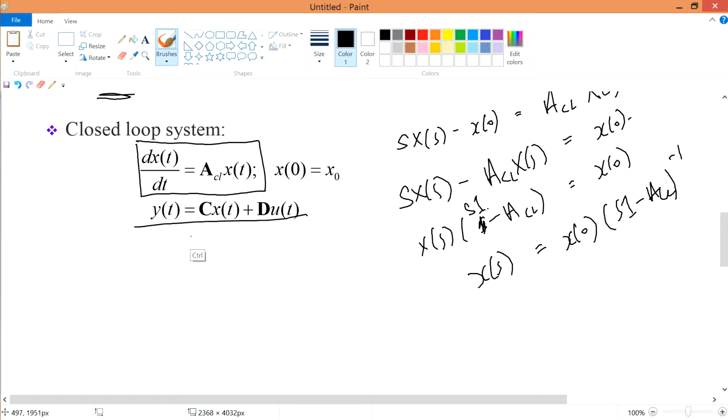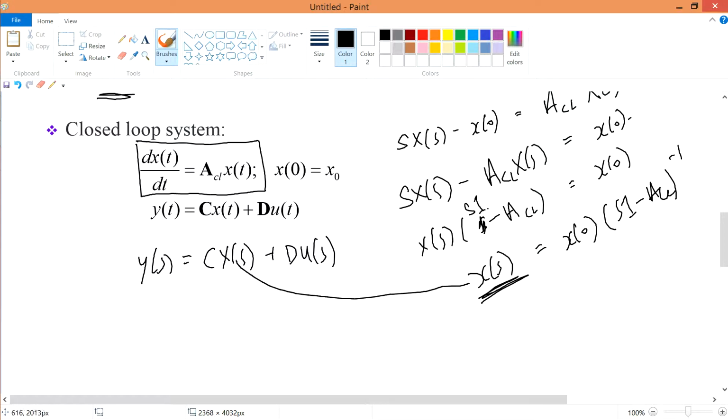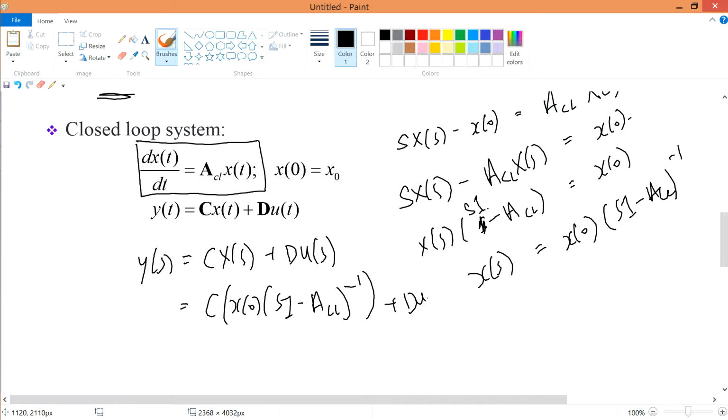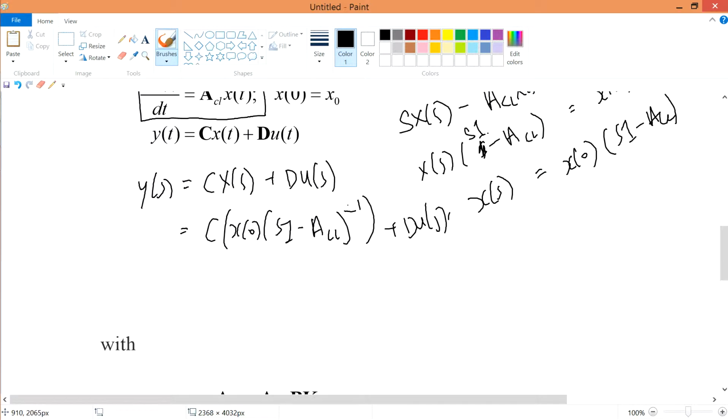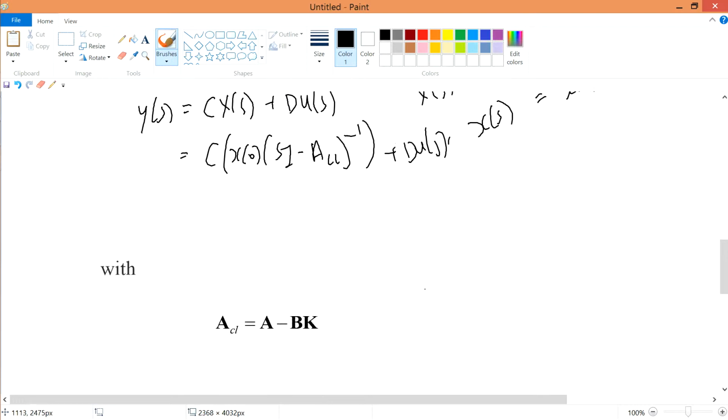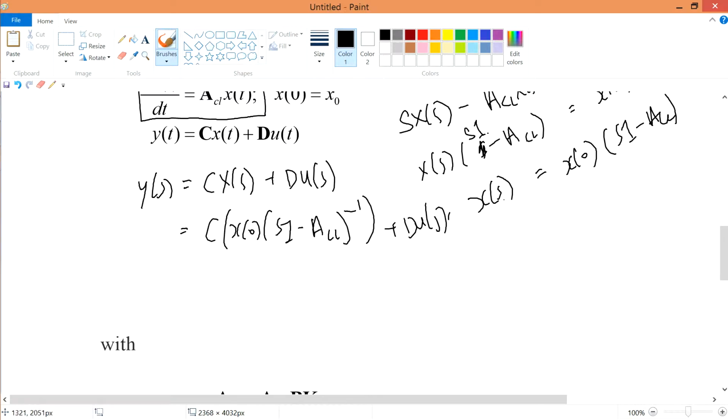Then now I'm going to Laplace transform this one. It's simply straightforward: Y(s) is equal to this thing. Since we have found our X(s) already, we just sub it in over here. So your Y will be equal to C times (sI minus A_CL) to the power of minus 1 times x0, plus DU(s). As you can see, this is very familiar with what we have done just now. We find our X(s) first, and then we sub it into the CX(s) plus DU(s) type of thing. So this is something that you may need to understand.